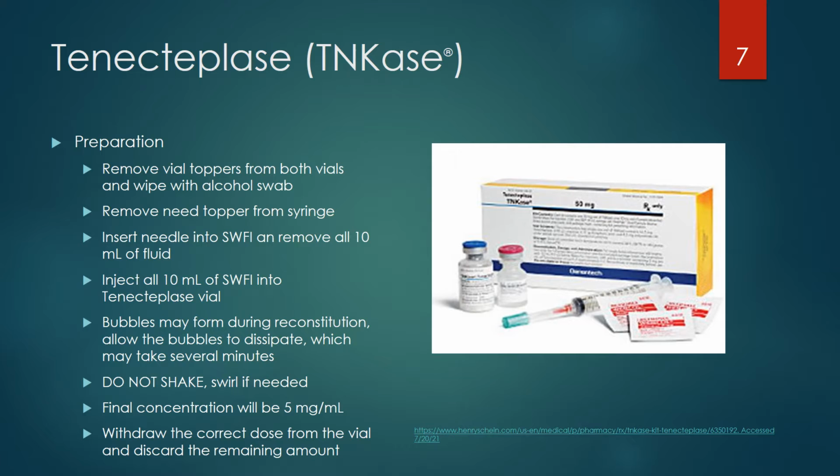Bubbles may form during this reconstitution process. You need to allow the bubbles to dissipate, and that may take several minutes. You can swirl the vial if needed to help get the drug into solution. You shouldn't shake it. The final concentration will be 5 milligrams per mL. And then you want to withdraw the correct dose from the vial and discard the remaining amount. Given that most of the max doses will be 40 milligrams, you'll probably end up discarding about 10 milligrams from the vial.